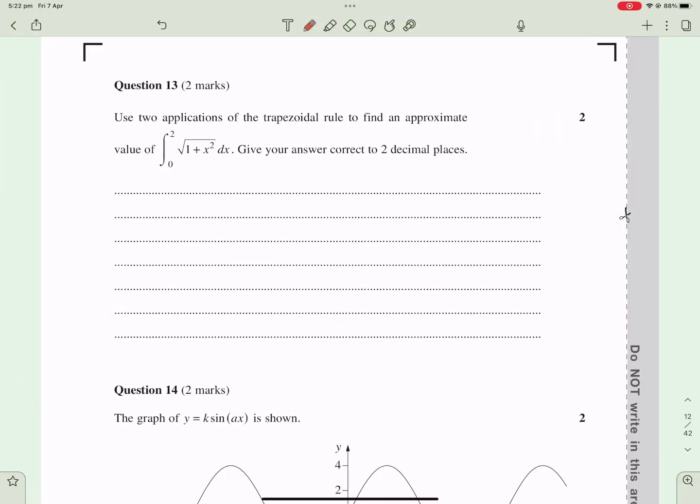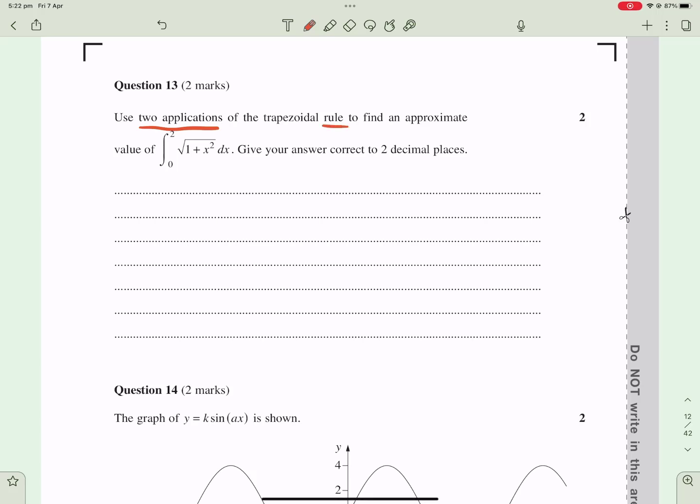All right, now looking at question 13. Here we are asked to use 2 applications of the trapezoidal rule in order to find an approximate value of the following integral. Give your answer correct to 2 decimal places. Now, this is a bit of a weirdly worded question. They say here to use 2 applications of the trapezoidal rule.